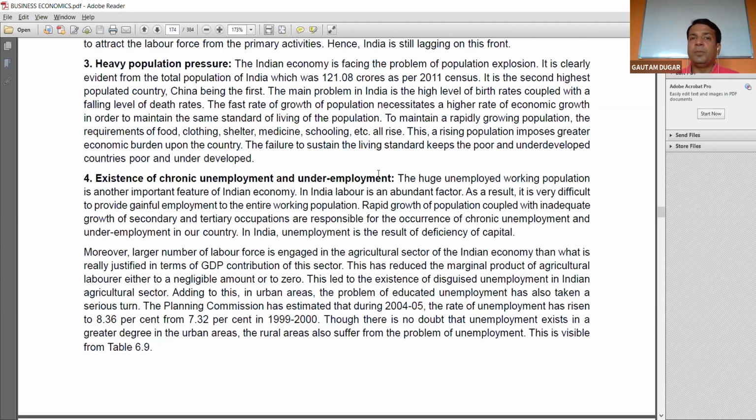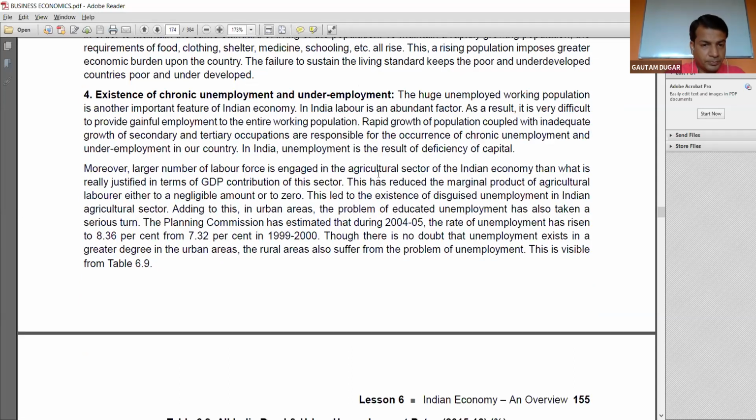Chronic unemployment and underemployment. Chronic means it is an ongoing process, through the ages. Constantly, we have people who are chronically poor, meaning who are always poor. Underemployment is what? Suppose you're employed for work of 8 hours in a day, but you get a job only for 4 hours. The remaining 4 hours you sit idle, having no work to do. That is underemployment, and unemployment is again another problem.